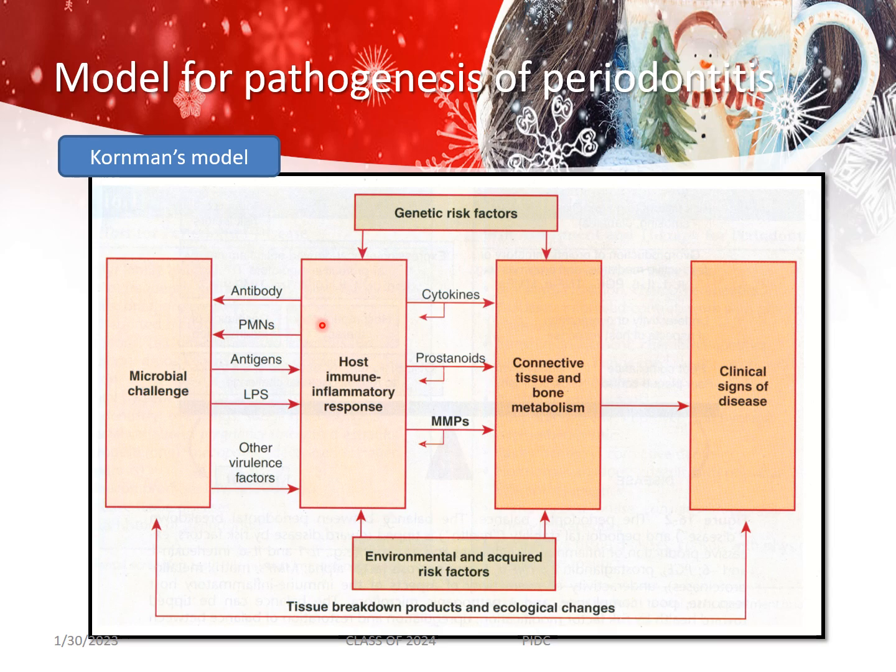Along with this, we tend to release certain immune mediators also, such as cytokines, prostanoids, and matrix metalloproteinases. These three don't only destroy the microbes but also tend to destroy our own connective tissue. So it is like an autoimmune response which is occurring. Because of that, connective tissue as well as bone metabolism is getting disrupted. A problem starts, and therefore there are clinical signs of disease again.